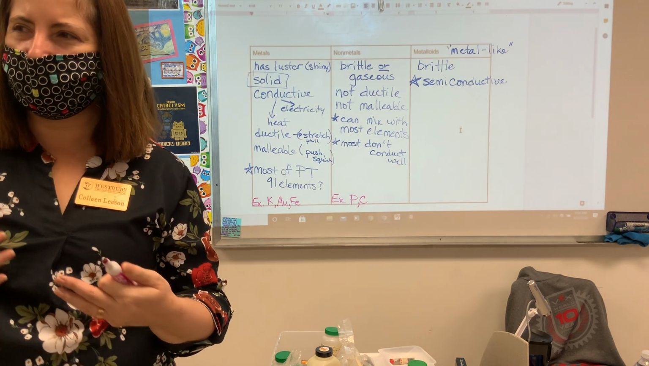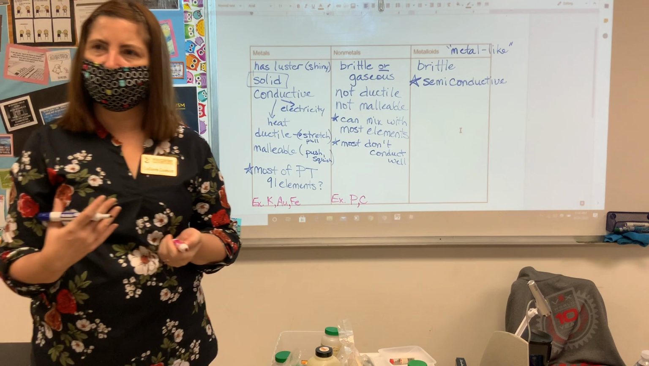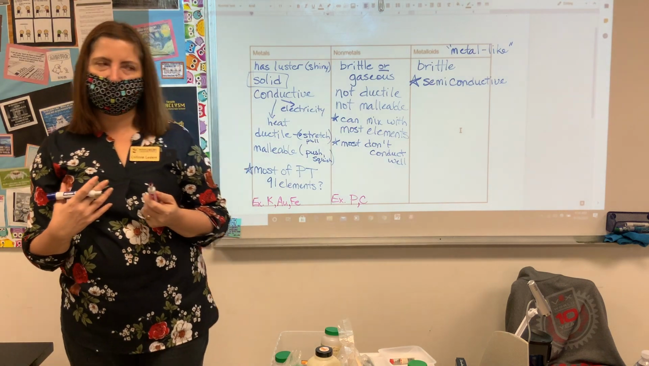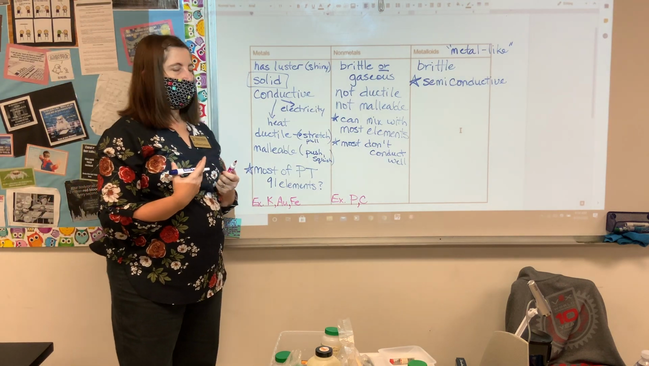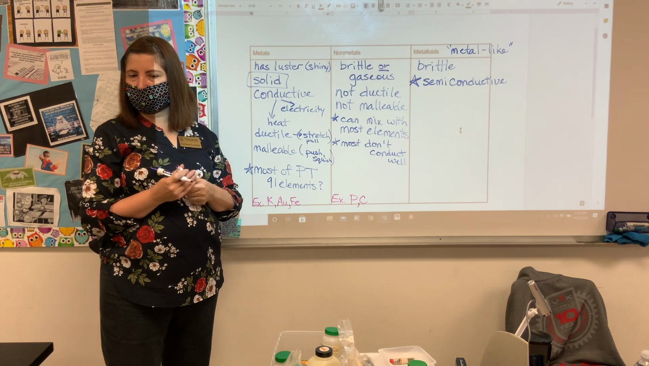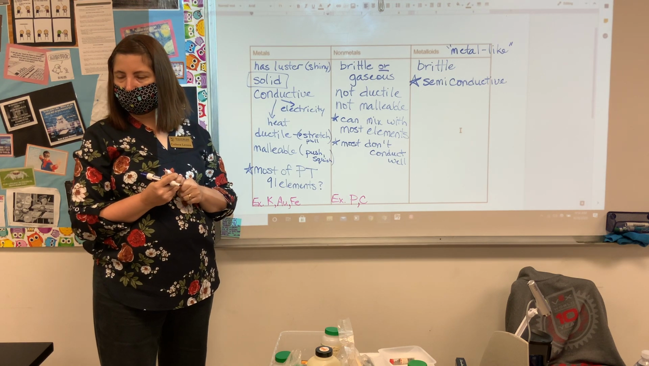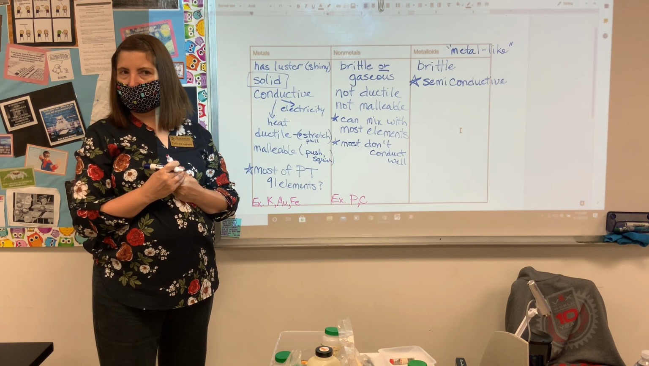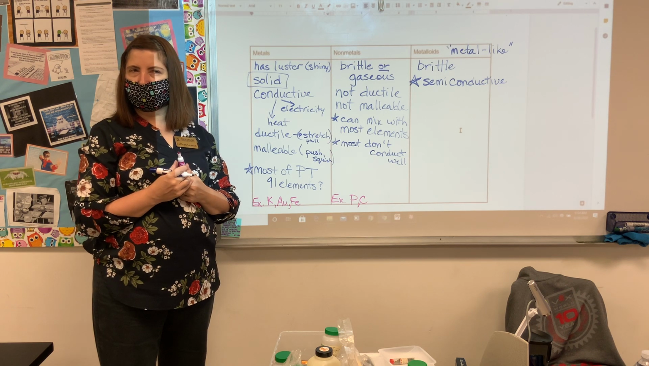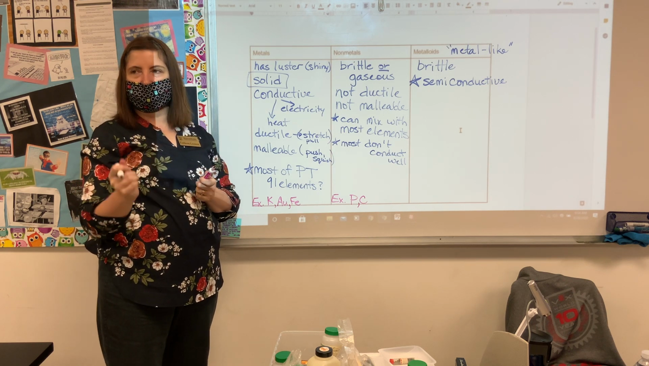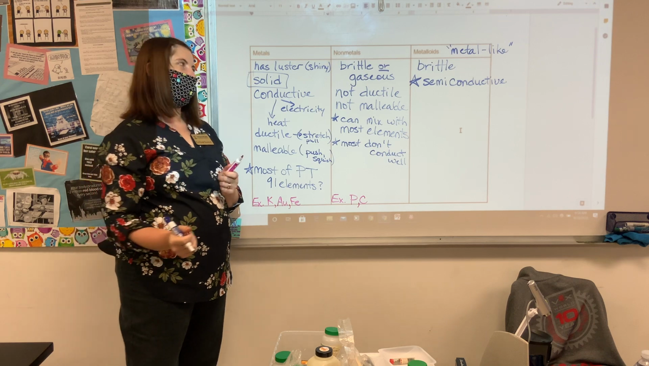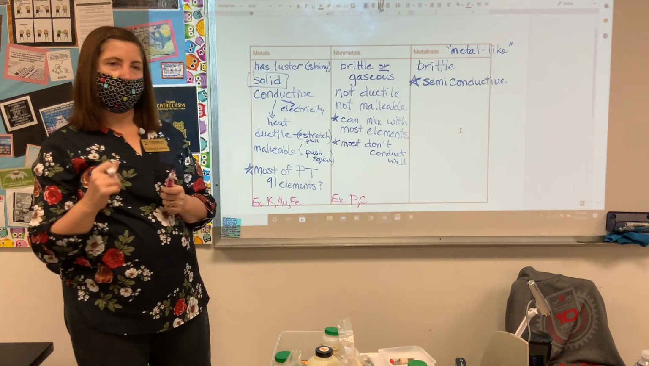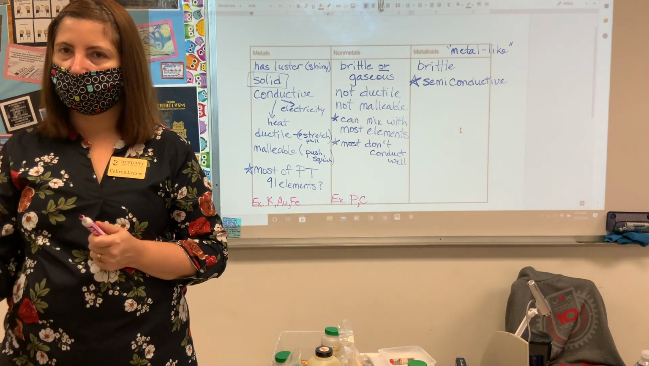What does it mean to be a semiconductor? Bella? That means you can't let electricity and heat flow smoothly. Okay, so they don't always allow the flow of electricity. They don't always allow a flow of heat.